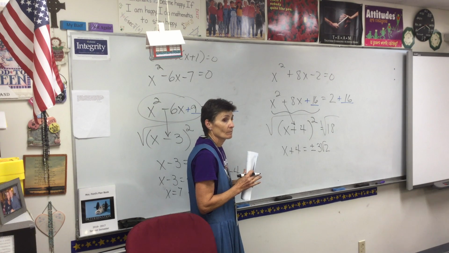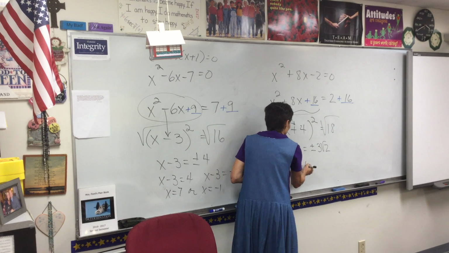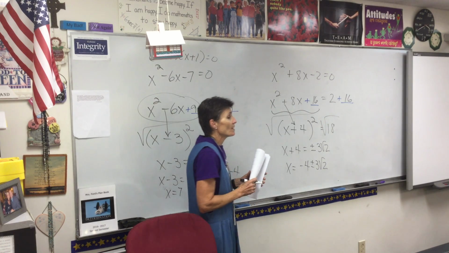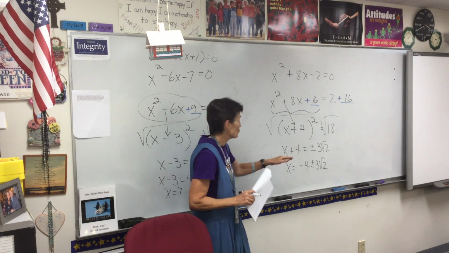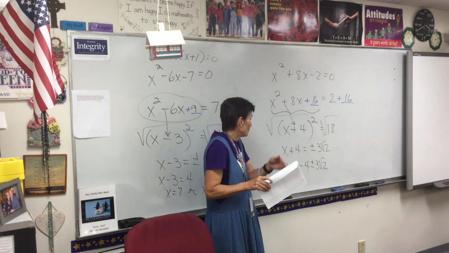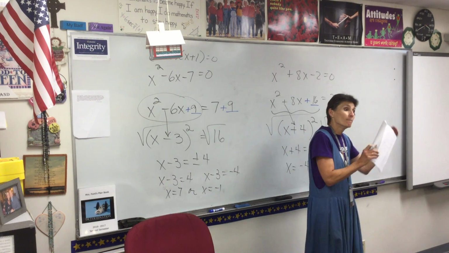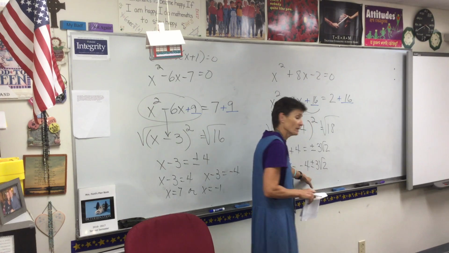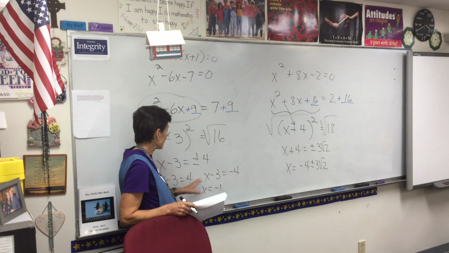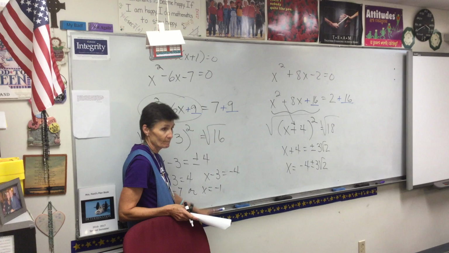Will you show us how to finish that, or is that the last step? We're not done. The last step, move the 4 over. Now again, there is no way to combine these. If you want to write them separately, you can, but it would be -4 plus 3 root 2 and -4 minus 3 root 2. Normally we write them together like that, but you can't do that if they simplify. If they simplify, you have to write two separate answers.